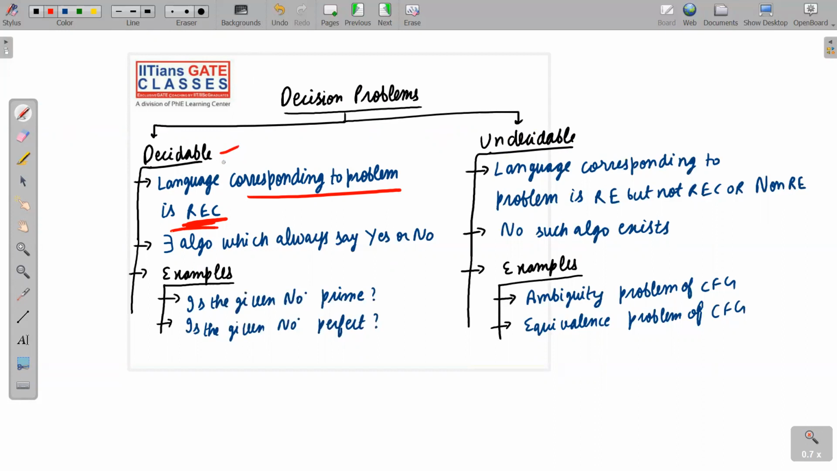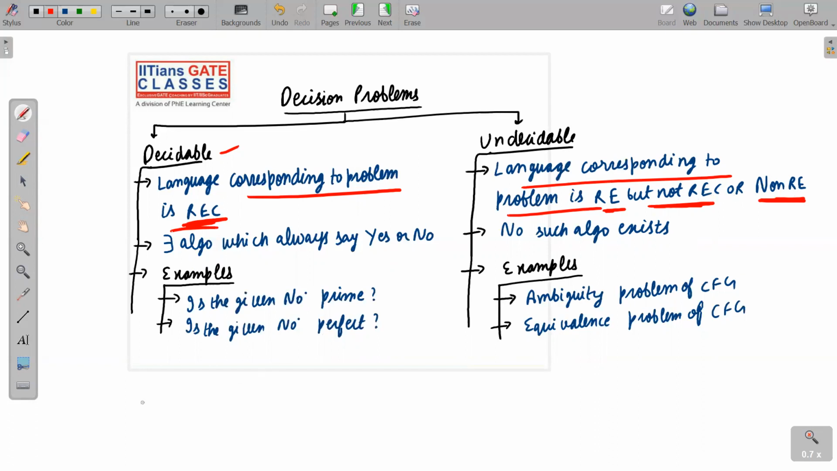And I have already told you the relationship between problem and language. Language is all the yes instances of the problem encoded in binary. What is undecidable? The language corresponding to the problem is RE but not REC, or non-RE. RE but not REC or non-RE. So directly or indirectly, I want to say that the language corresponding to the problem is not REC.